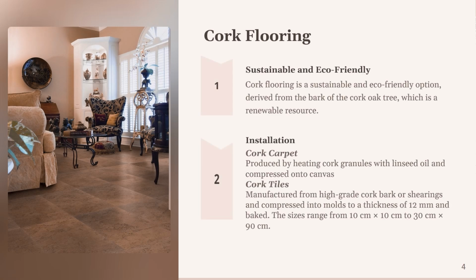Cork carpet is produced by heating granules of cork with linseed oil and compressing them onto the canvas. Cork tiles are manufactured from high-grade cork barks or shavings, compressed into molds to a thickness of 12 mm and subsequently baked. These tiles come in various sizes ranging from 10 cm by 10 cm to 30 cm by 90 cm, with a thickness of 5 to 15 mm, and are available in different shades also.